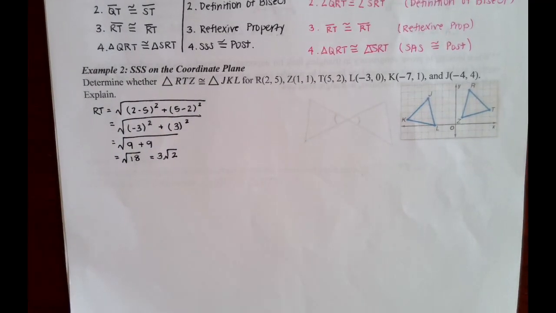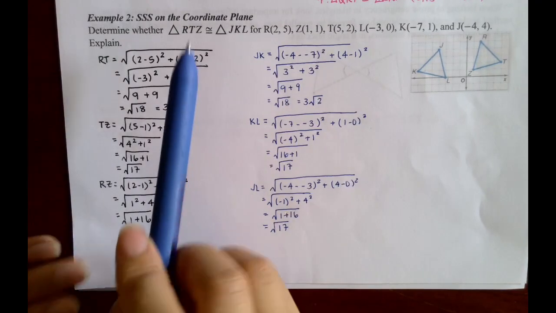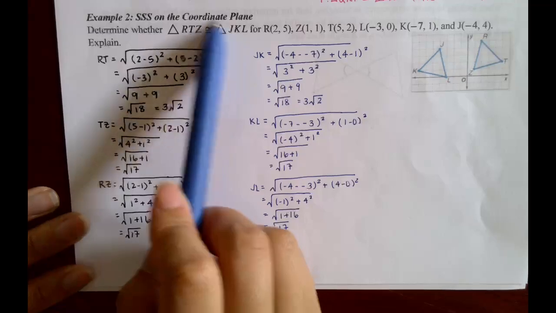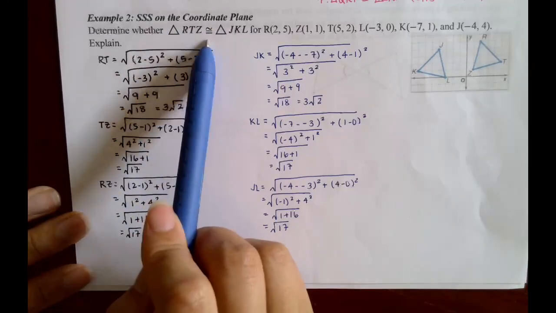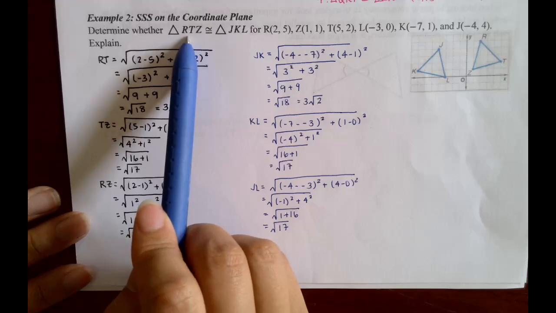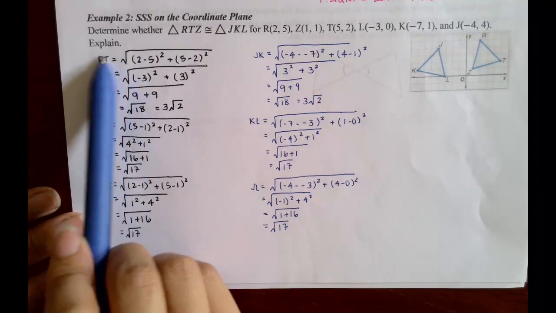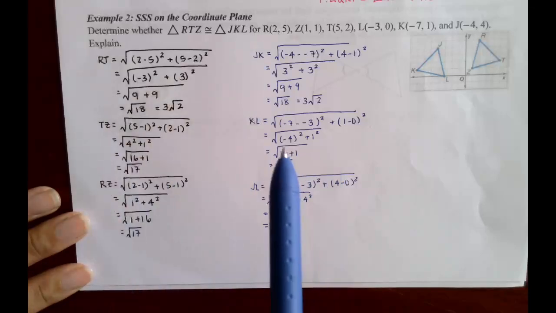Now I'm going to find each one. Okay, so here I found each of the distances because of the order they wrote their congruence statement, right? R, T, Z, and J, K, L. I'm going to maintain that order too. That R goes with J, T goes with K, and Z goes with L. So you can see that in the way that I wrote the letters and the order I wrote them in.